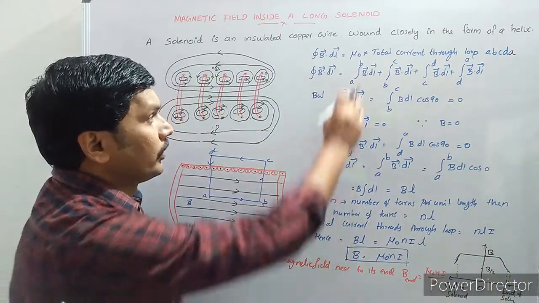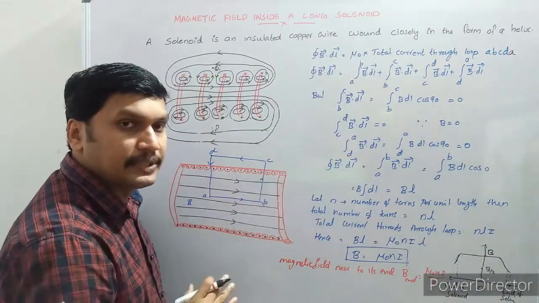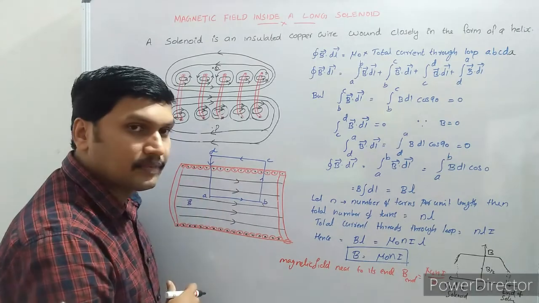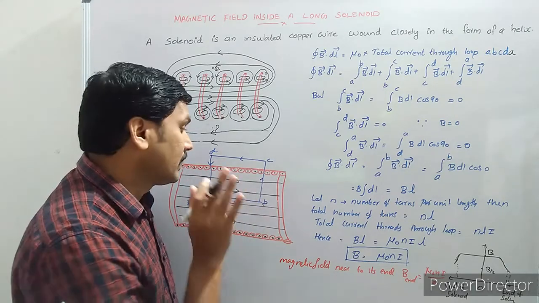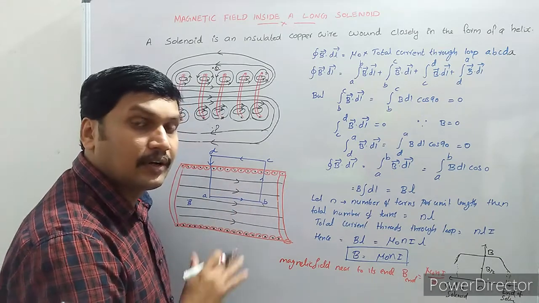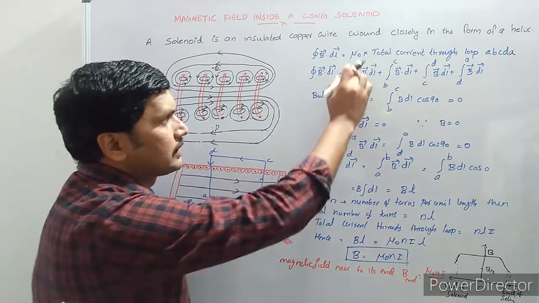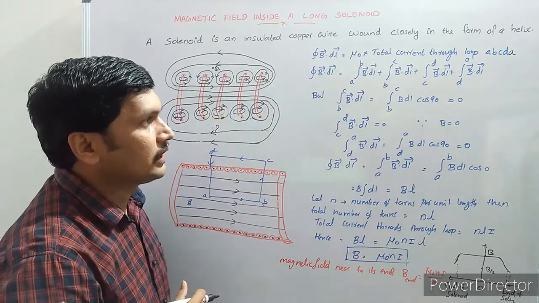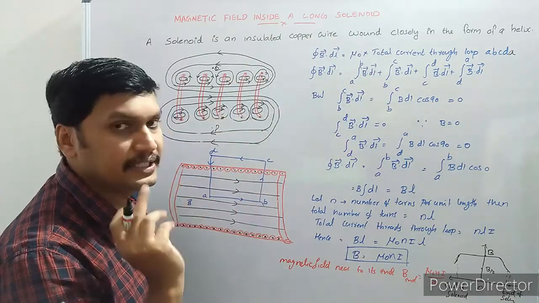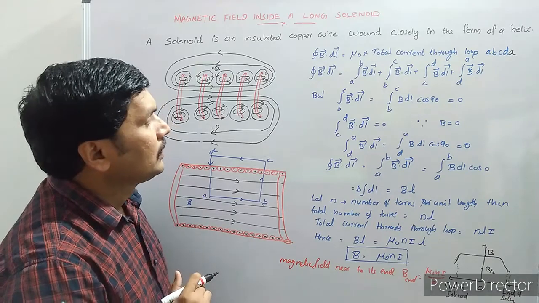Now what is mu 0? The permeability of vacuum. Suppose this is an air core solenoid, so inside the solenoid we have vacuum. So we can use the permeability of vacuum, that is mu 0 into the total current through the loop A, B, C, D, a closed loop.